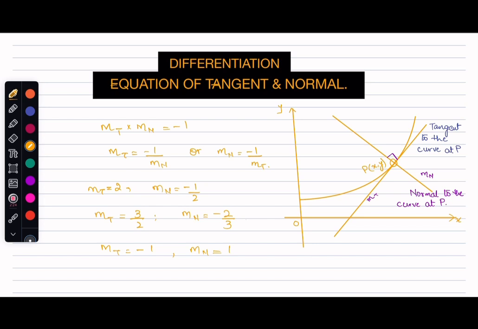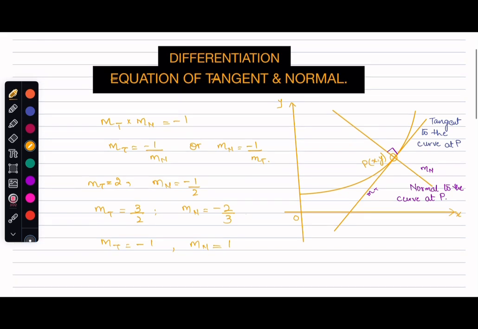So if it's the point P, x and y, then there exists a tangent, and to that tangent we can have the normal, and the product of the gradients of the two shall be equal to -1. So we are going to apply this concept to a given equation, and we will be doing the derivation, and we know that the first derivative is actually the gradient of the curve at that particular point. It's going to give us the gradient of the equation at that particular point.